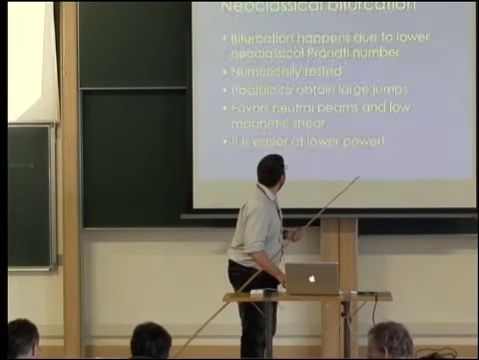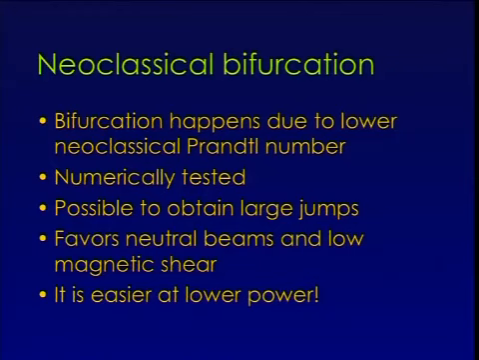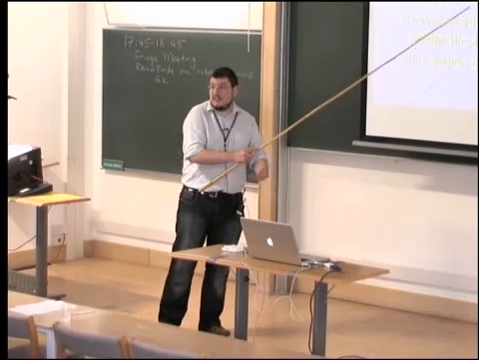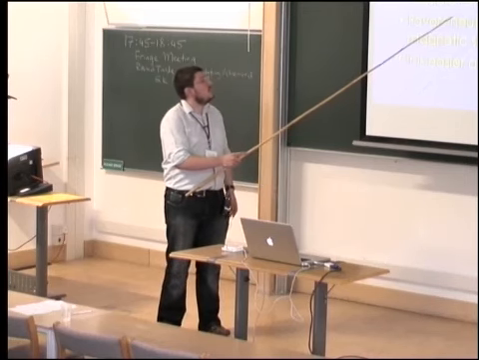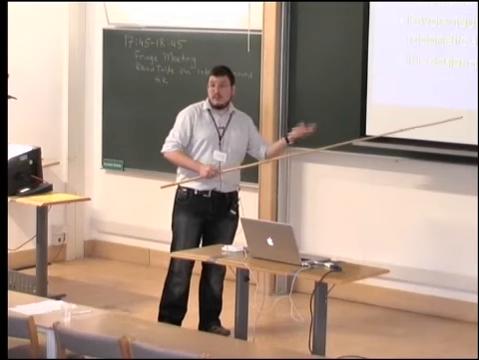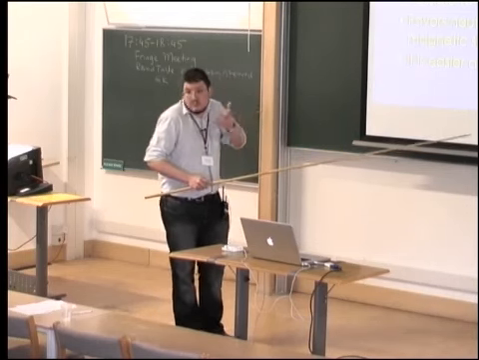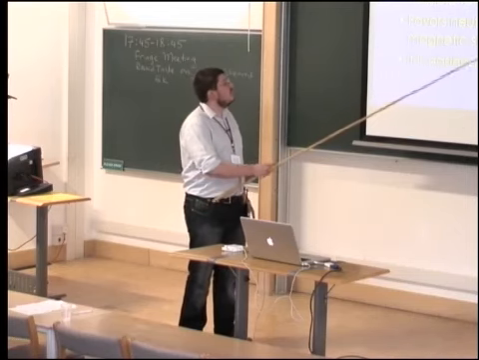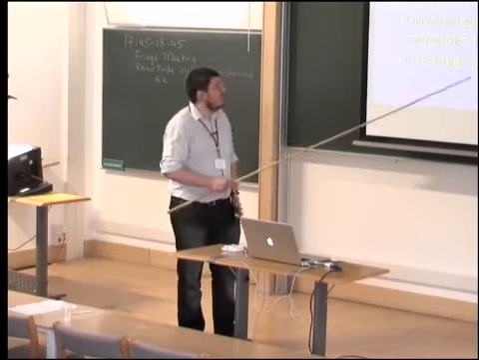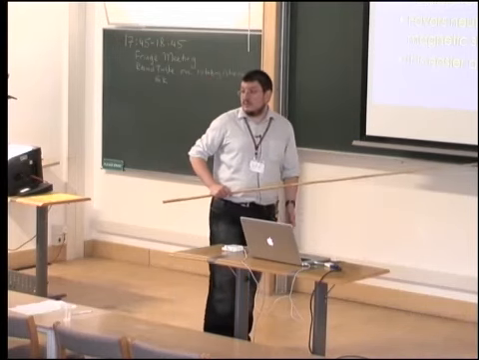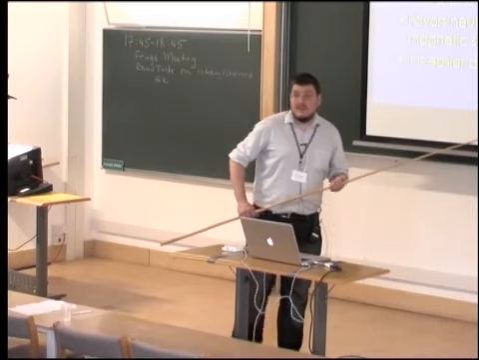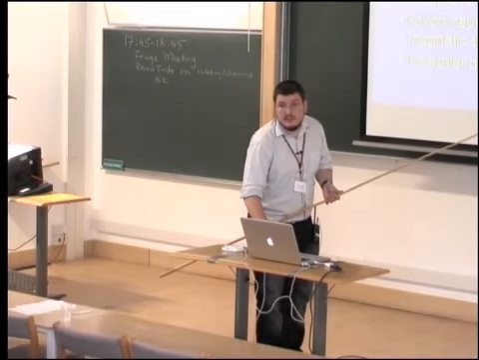Okay, so these are the neoclassical bifurcation advantages. This happens because the Prandtl number of neoclassical transport is smaller. It's numerically tested. We have seen that the cyclone-based case does have it, so it's robust. It's possible to take large jumps from R/LT of 8 to R/LT of 12, 13, so it's okay. It favors neutral beams and low magnetic shear, which is okay. This is the problem. It is easier at lower powers, so it does seem to go higher temperature. Or higher temperature, yes.